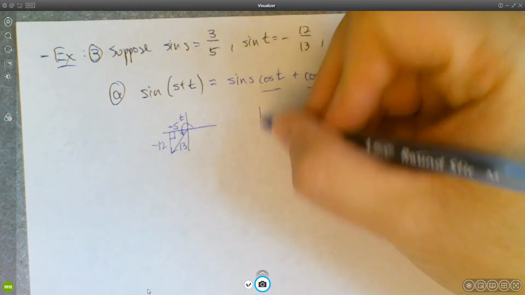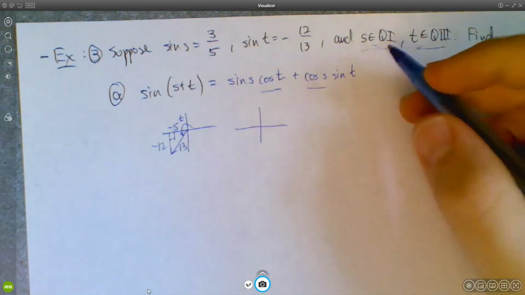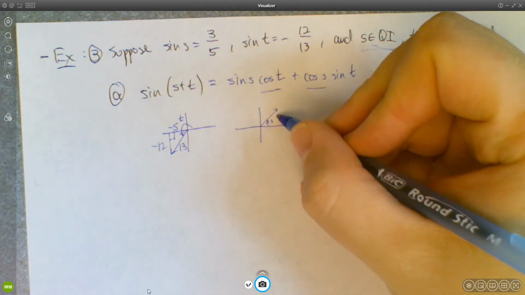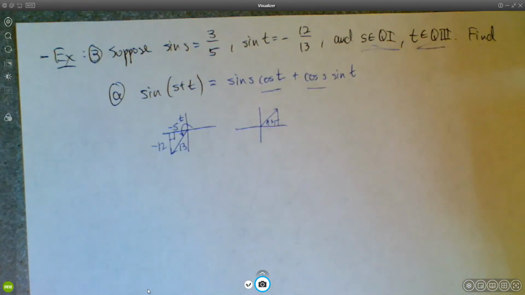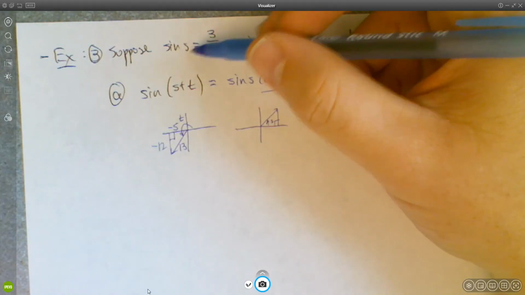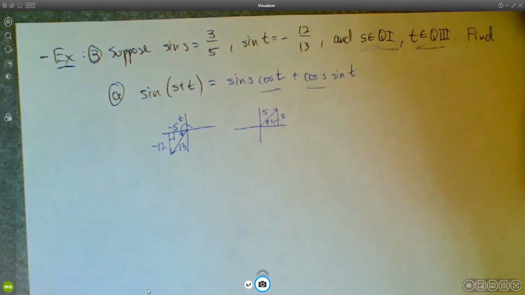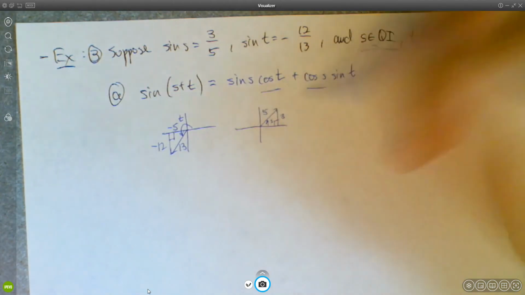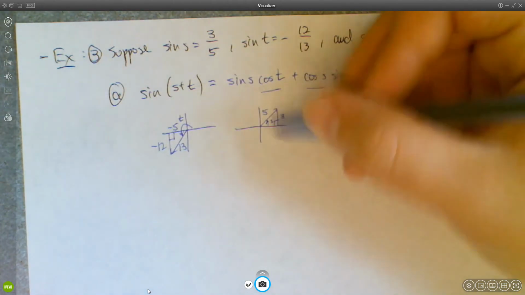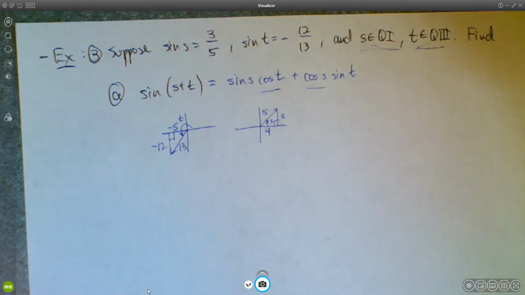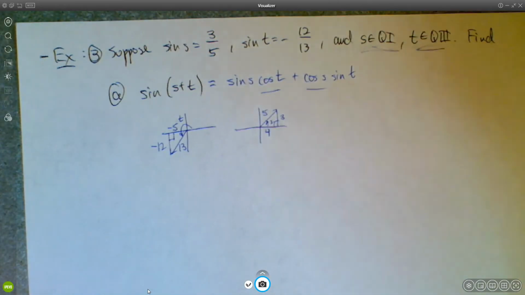Okay, so that's T. And what about S? S is in quadrant 1. So there's S. We could draw a little right triangle. Sine S is 3/5. Again, that's opposite over hypotenuse. This time it's a positive 3 because y is positive in quadrant 1. And again, you can use the Pythagorean theorem to solve for the missing side. You should get 4. And it should be a positive 4 this time because, again, x is positive when you're in quadrant 1. All right.